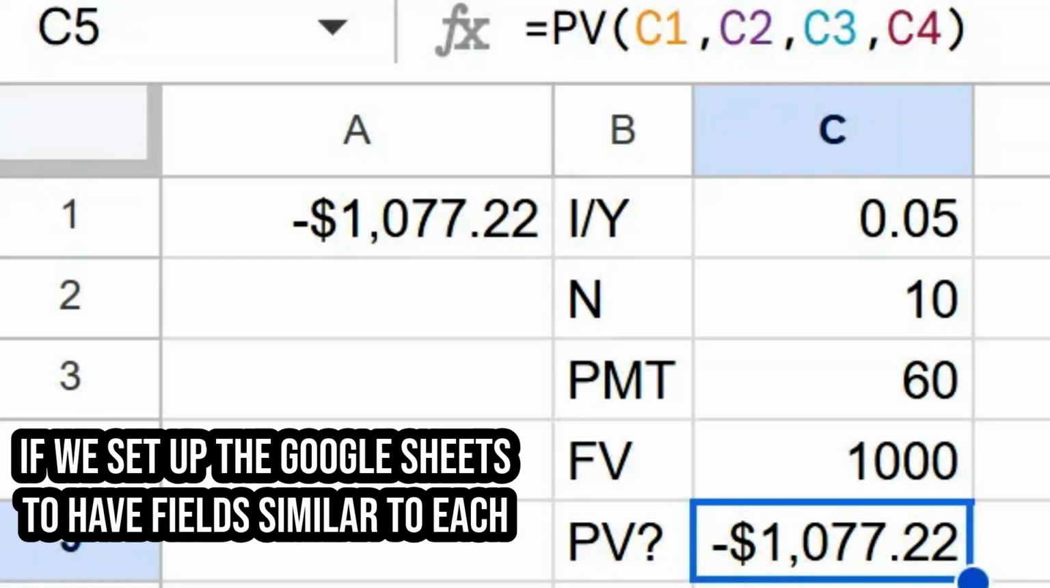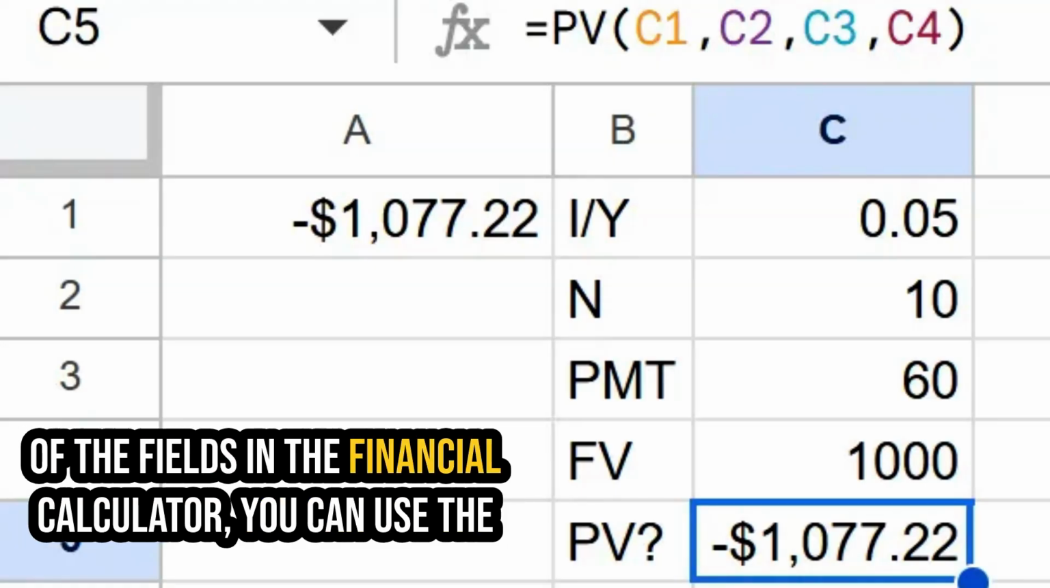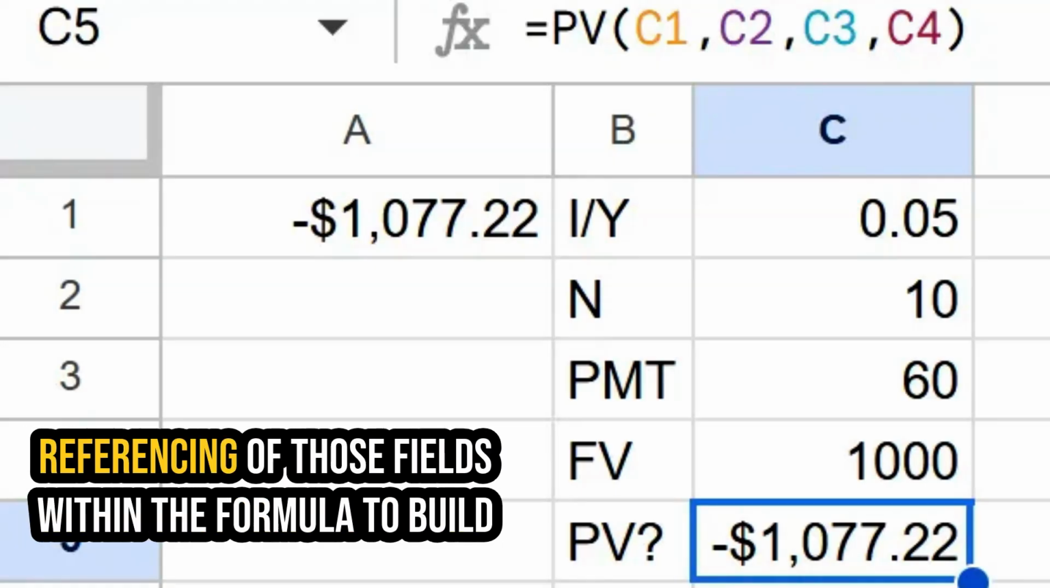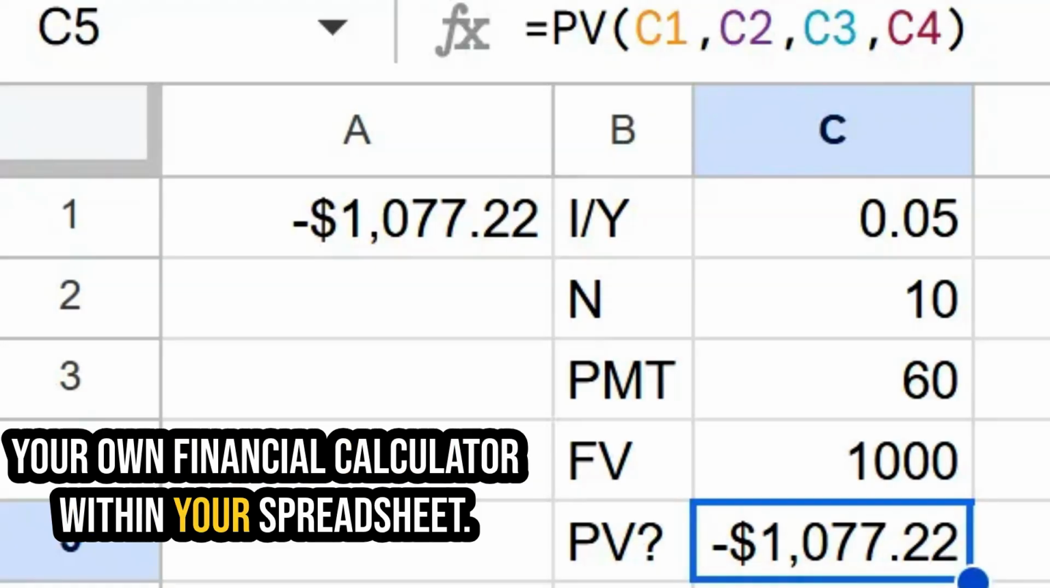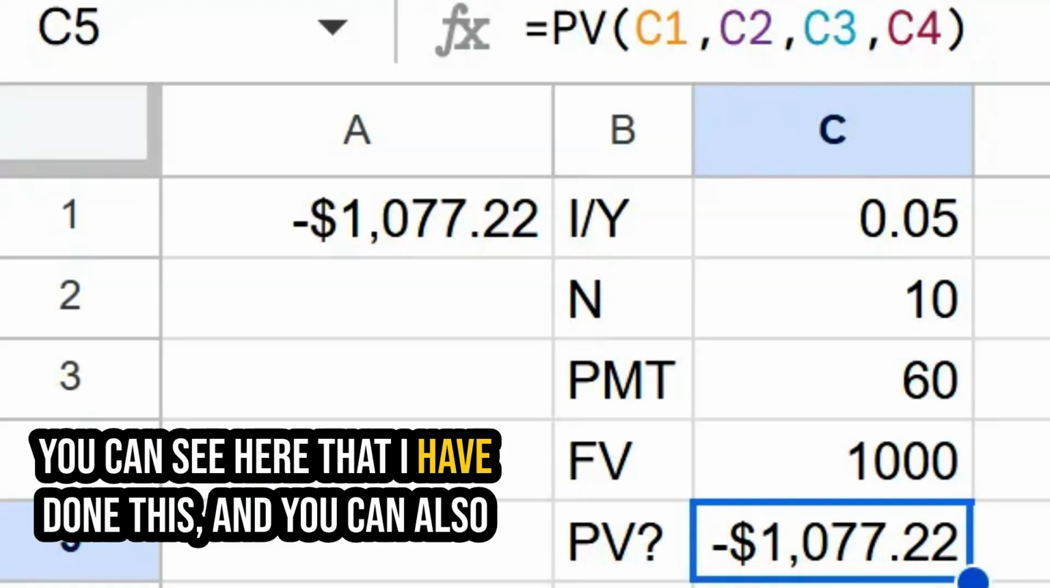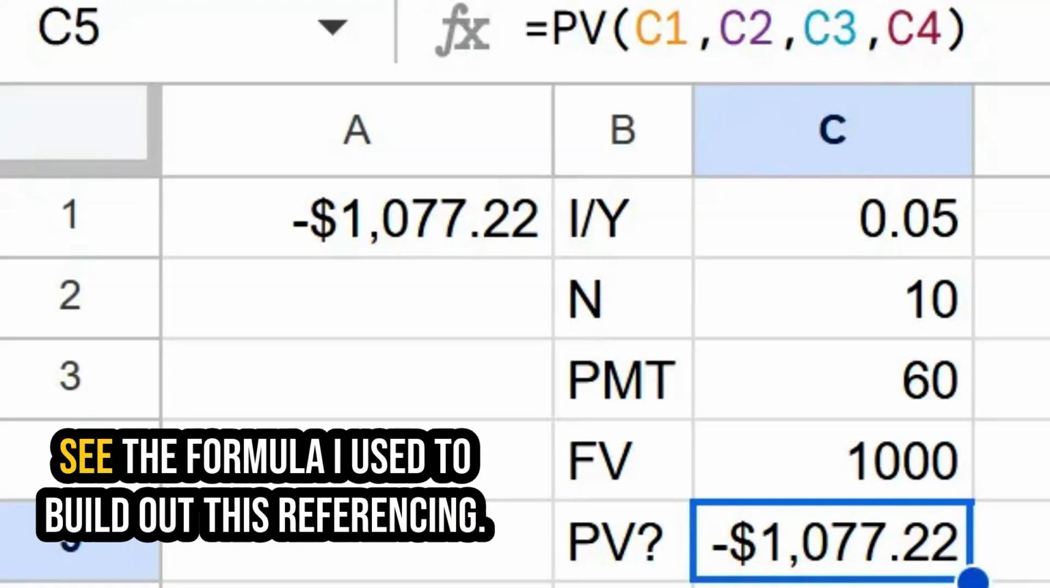Now here's something cool. If we set up the Google Sheets to have fields similar to each of the fields in the financial calculator, you can use the referencing of those fields within the formula to build your own financial calculator within your spreadsheet. You can see here that I have done this, and you can also see the formula I use to build out this referencing.